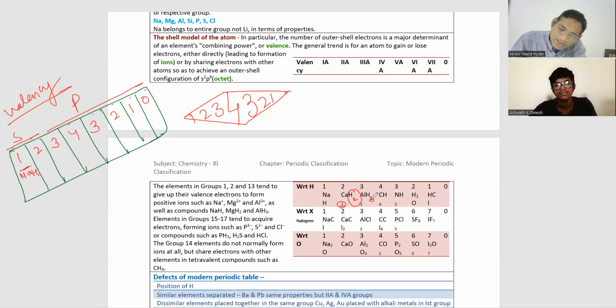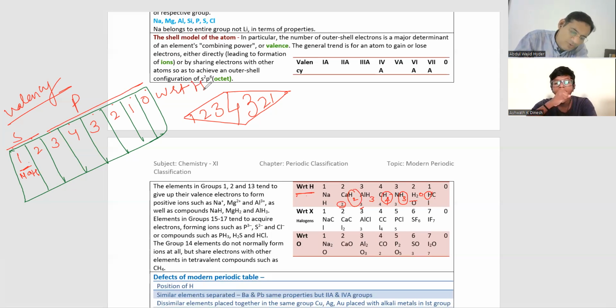What about AlH3? This 3 is written downside. How many hydrogens are there? 3. So the valency of aluminium will be 3. CH4. How many hydrogens have we written? 4. So the valency of carbon is 4. Now see, NH3. How many hydrogens? 3. So the valency of nitrogen will be 3. H2O. How many hydrogens? 2. So the valency of oxygen will be 2. HCl. How many H are there with Cl? 1. So the valency of Cl will be 1. So this is valency with respect to hydrogen.